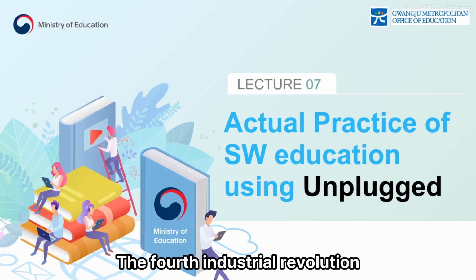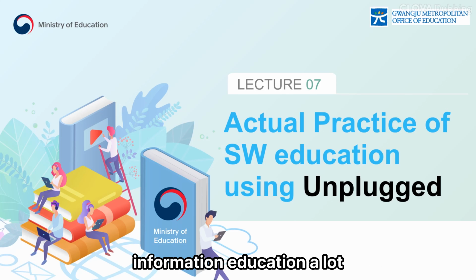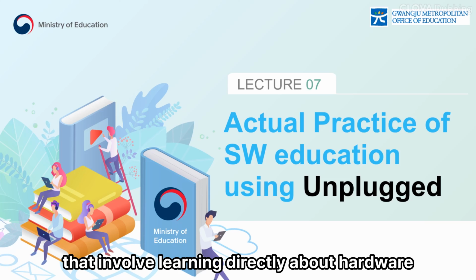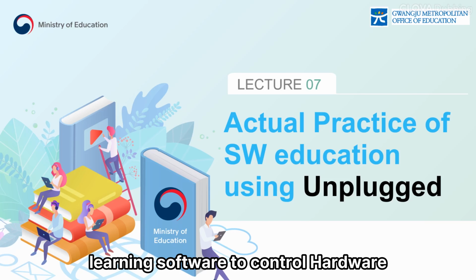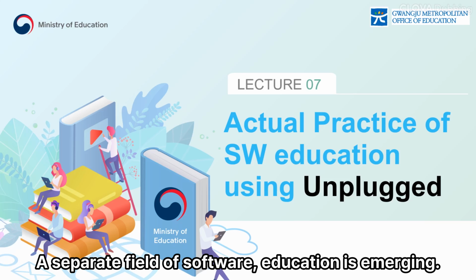The fourth industrial revolution has changed the appearance of school information education a lot. In the past, there have been many activities that involve learning directly about hardware. However, more recently, learning software to control hardware has been observed more and more. A separate field of software education is emerging.